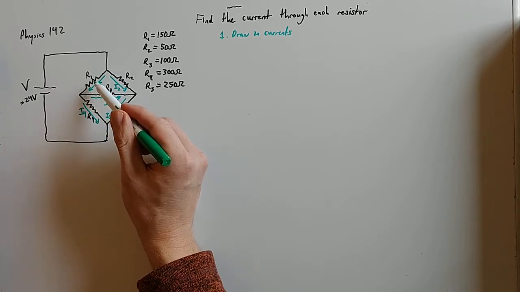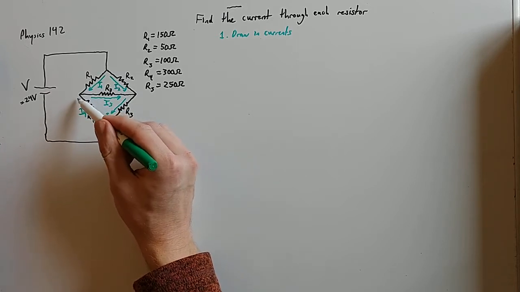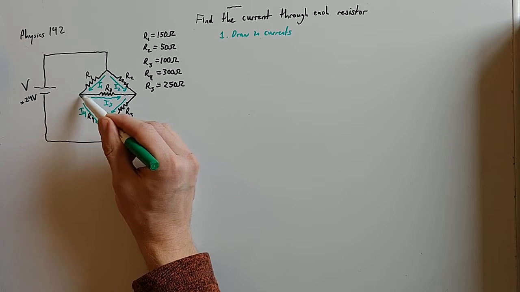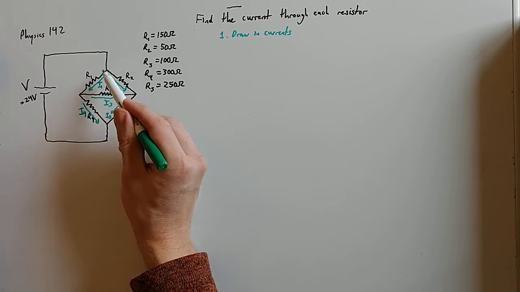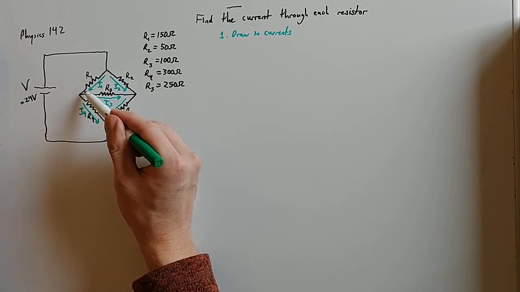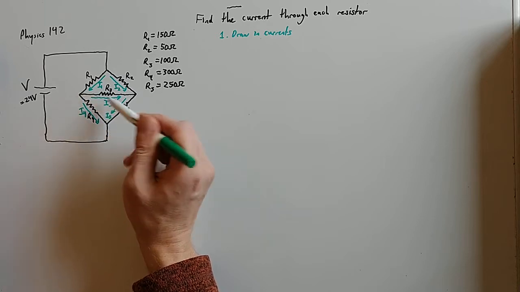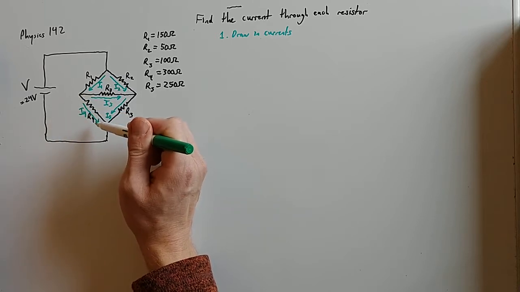And so one junction that I might think about is this junction right here on the left. And this junction here has I1 flowing into it, but I3 and I4 are both coming out of it.